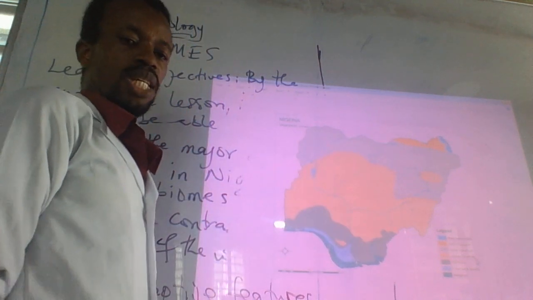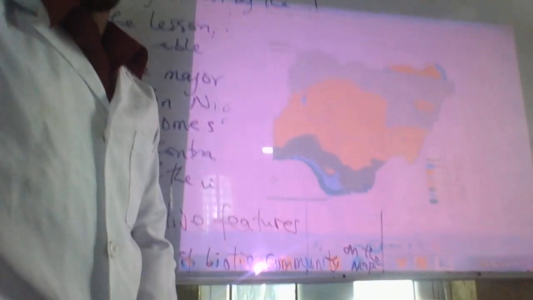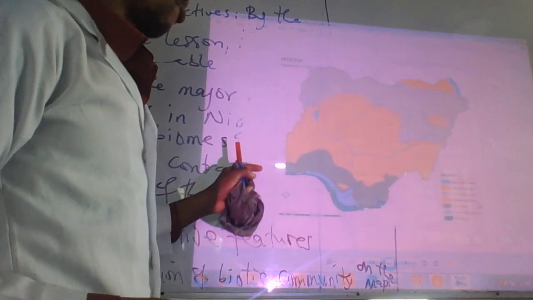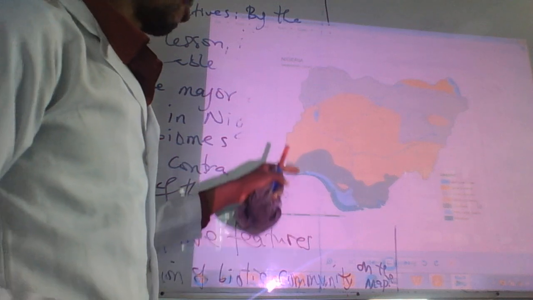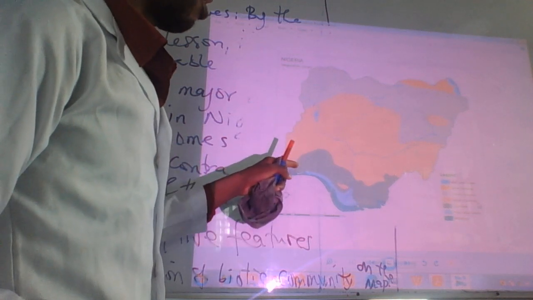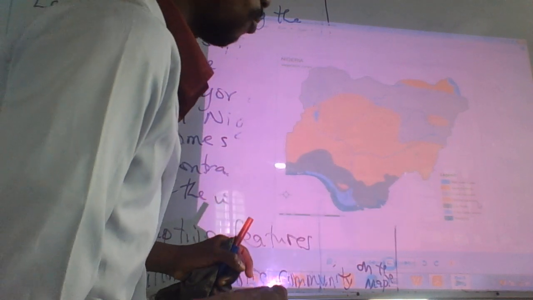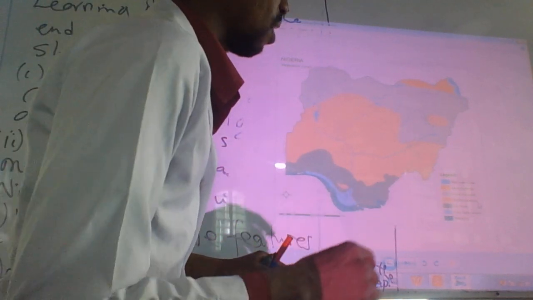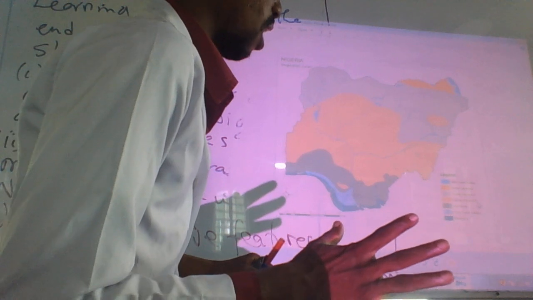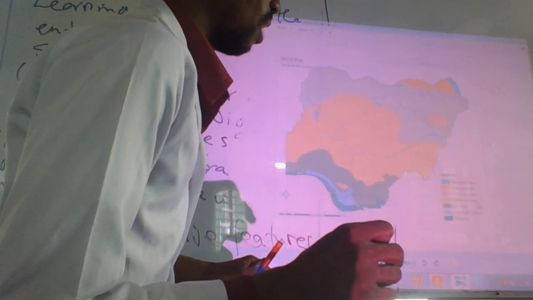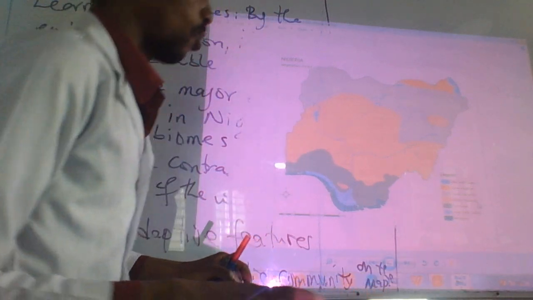So considering this map of Nigeria, as you can see on the screen here, it tells us more about the local biomes in Nigeria. As I said earlier, we have three: the mangrove, the tropical rainforest and the savannah. The savannahs are four: the Northern Guinea, the Southern Guinea, the Sudan, and the Sahel Savannah. So you can see that.